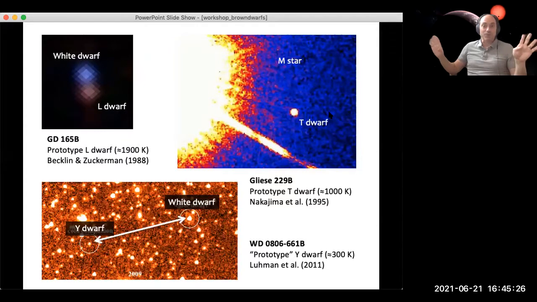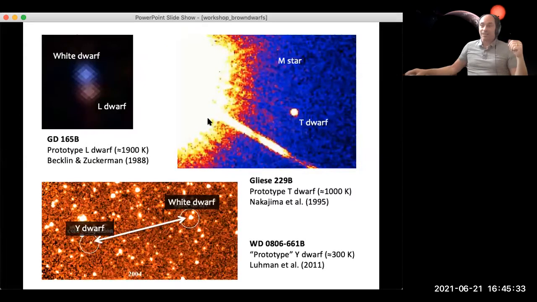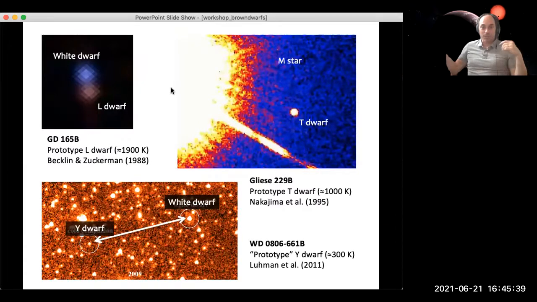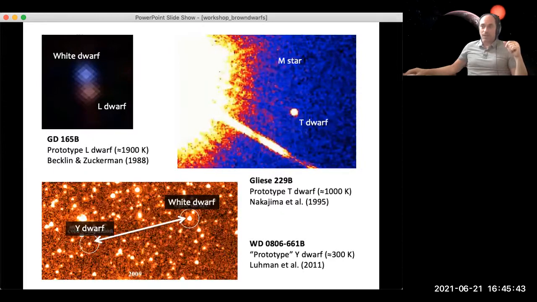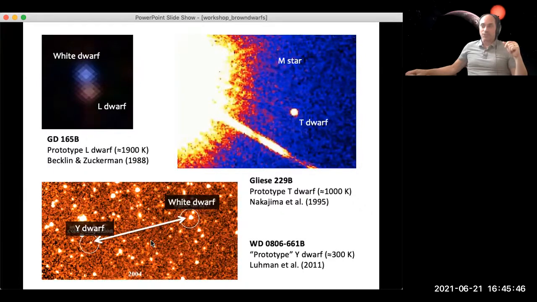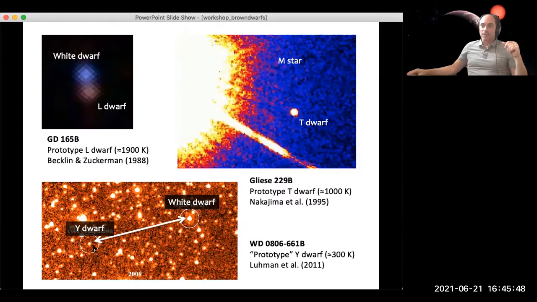This is one of the most famous brown dwarfs. This very bright spot over here is actually a low mass star. And this is another brown dwarf that was found in orbit around it. Because it's so much fainter, you can get an idea that it's going to be a very cool object. Here's another fun system. This is actually a more recent one. This is a wide companion.